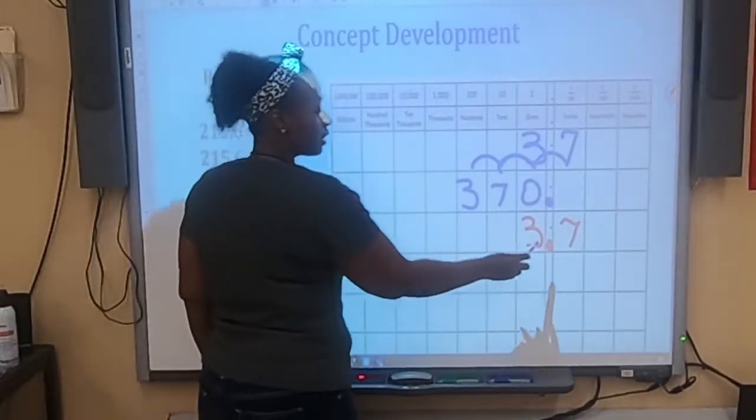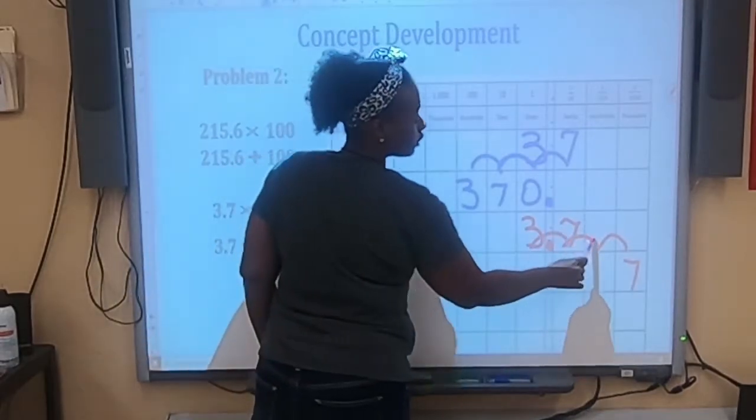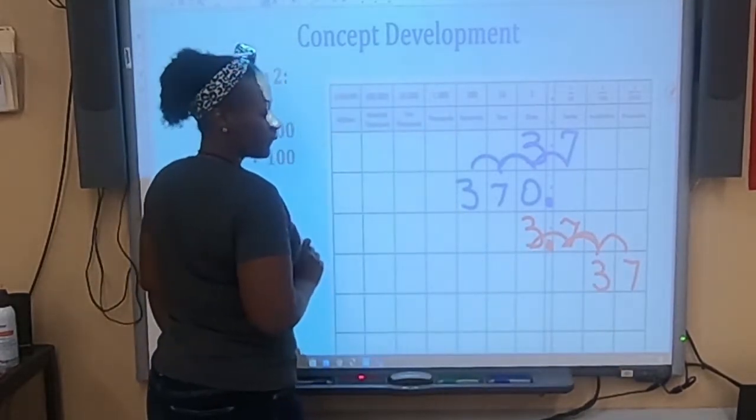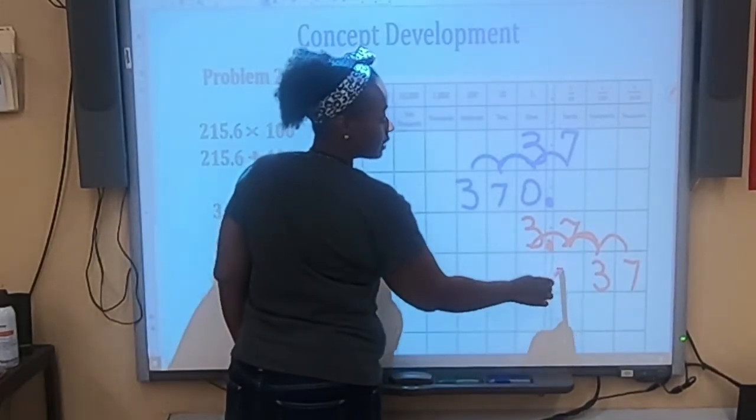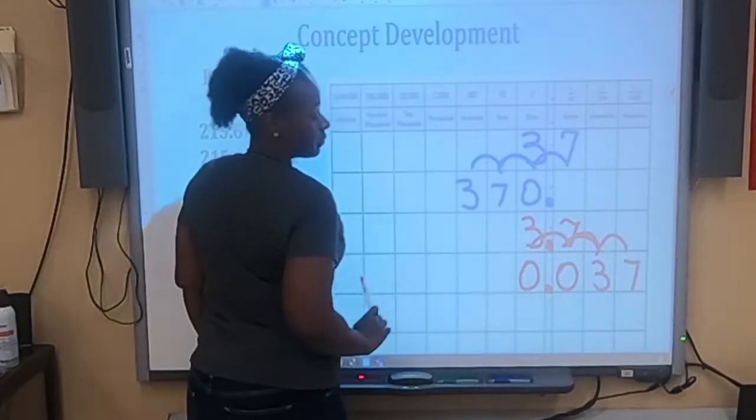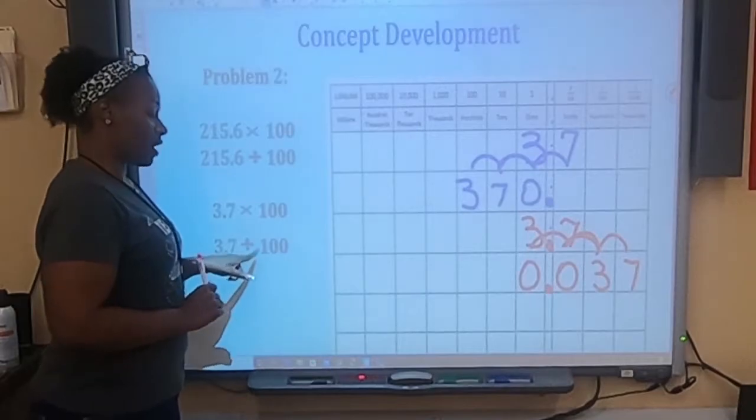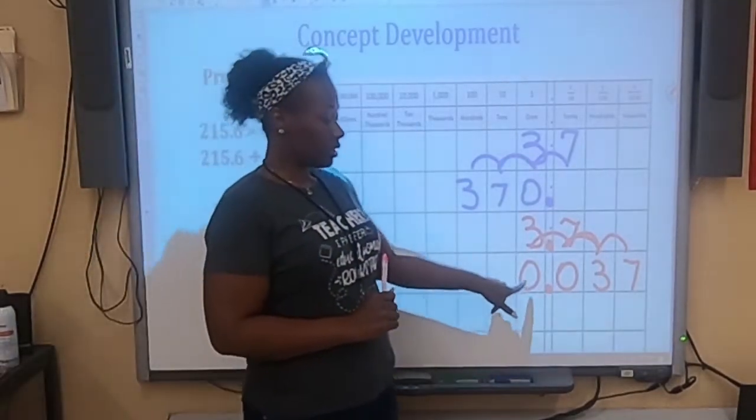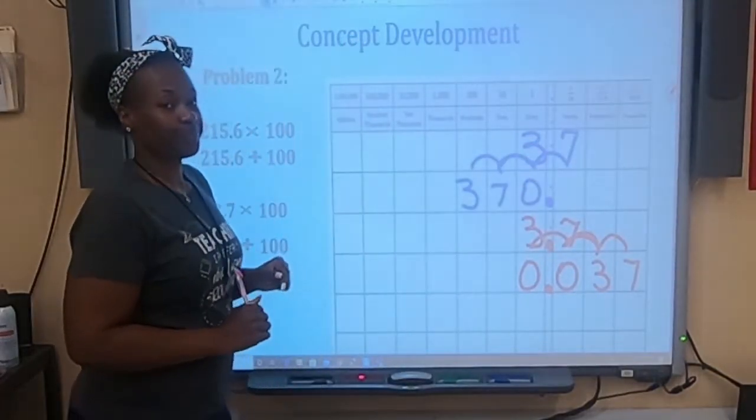So my 7 is going to go 1, 2, sit it down. My 3 is going to go 1, 2, sit it there. Notice I am not at my decimal yet. So that means I need a 0. And I'm just going to add that 0 in that 1's place. So that shows me that 3 and 7/10 divided by 100 gives us 37 thousandths.